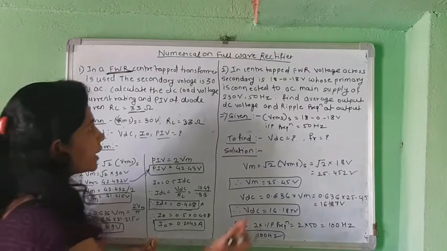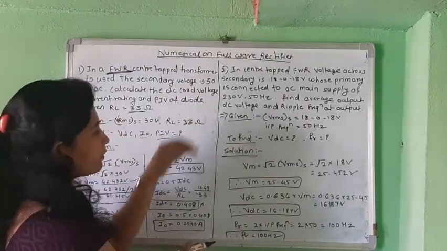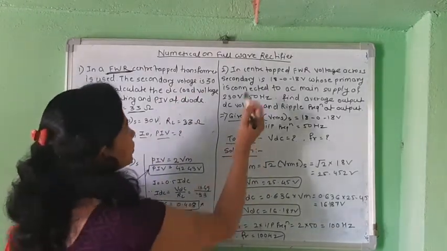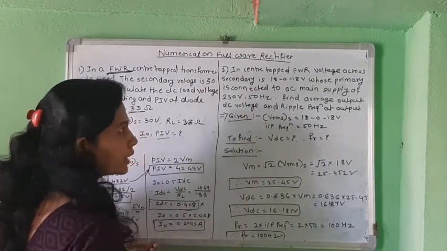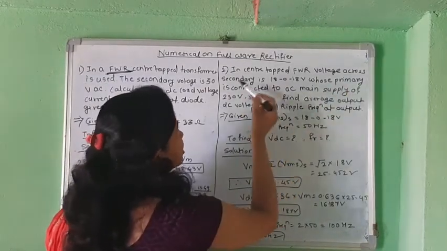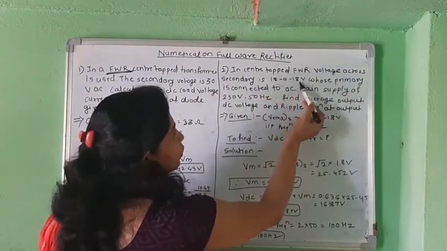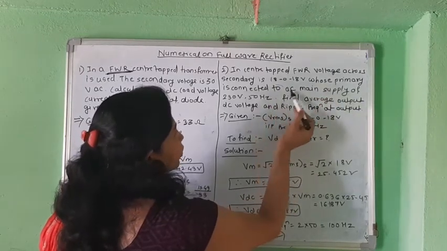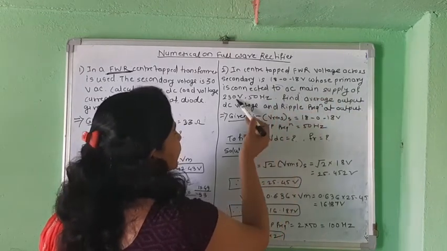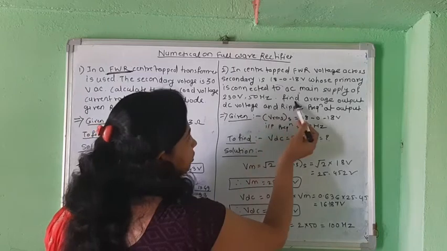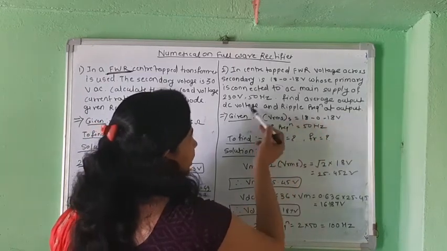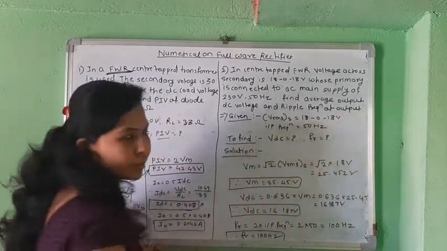Now we have a second type of numerical based on full wave rectifier. We'll see now. In a center tap full wave rectifier, the voltage across the secondary is 18 volt, whose primary is connected to AC mains supply of 230 volt, 50 Hz. Find the average output DC voltage and ripple frequency at output.